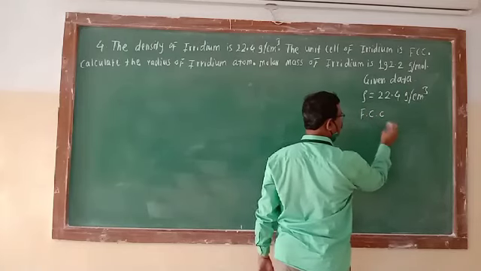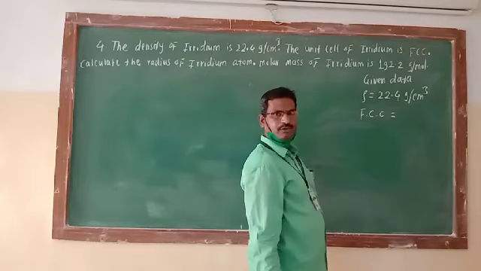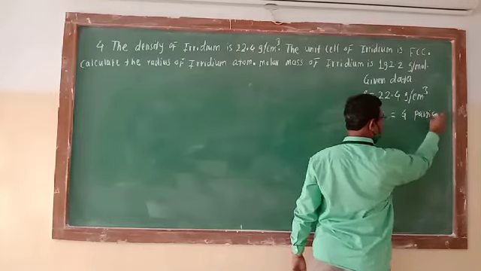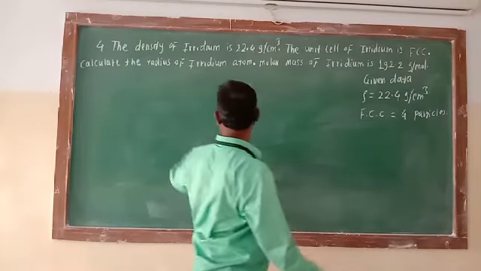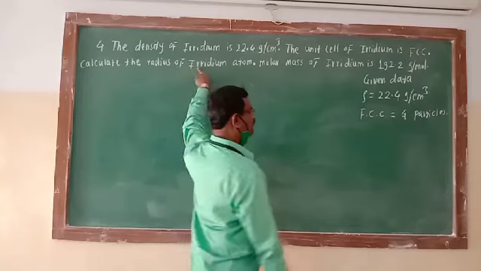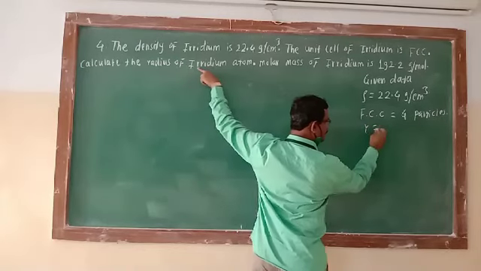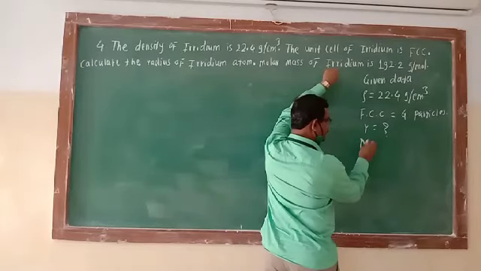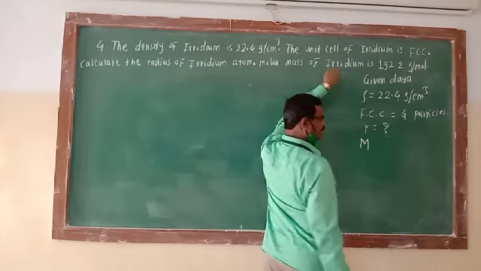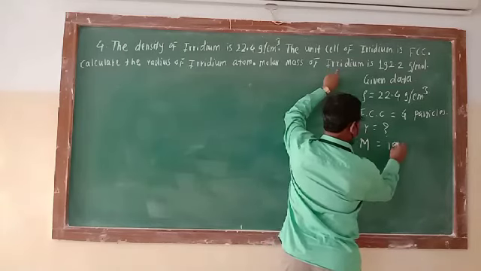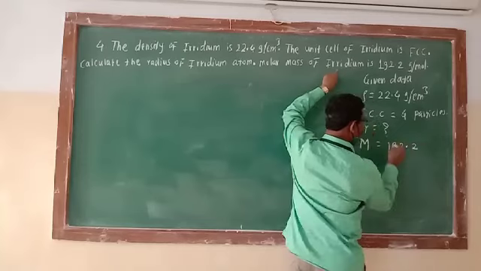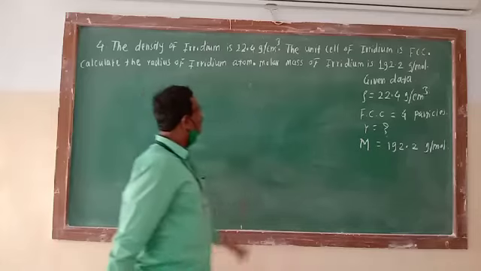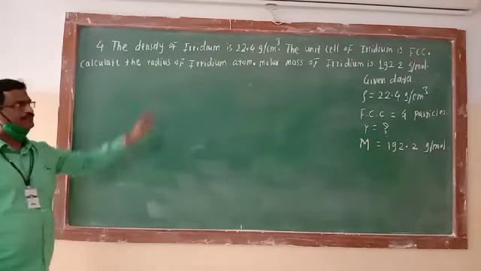FCC, face centered cube, having how many number of particles present? It is equal to 4 particles are present. Then we have to calculate the radius of iridium. Radius means R we have to calculate, and molar mass of iridium is given, capital M. It is given as equal to 192.2 gram per mole. This is the data given, and we have to find out the radius.